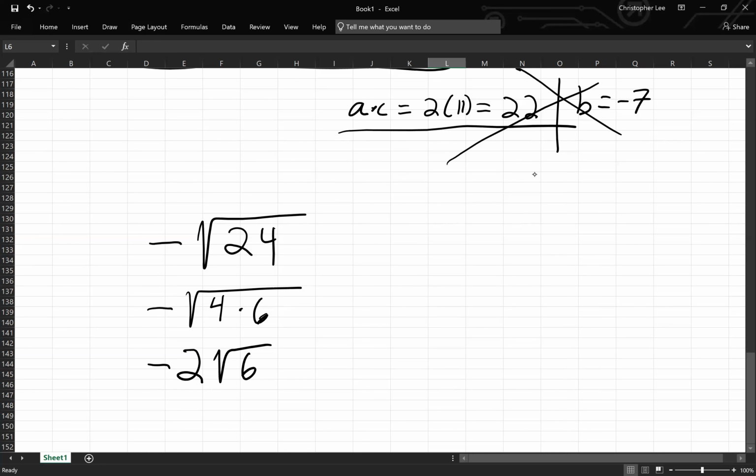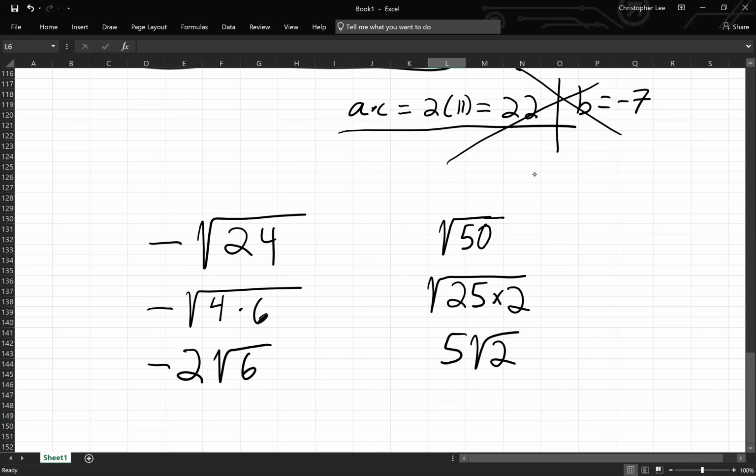So simplify the square root. Just square root 50? Okay. All right. So what's the largest perfect square that goes into 50? 25, right? So this becomes square root 25 times what? 2, right? And then the square root of 25 is 5, so 5 square root 2. That's it. Just type it in.